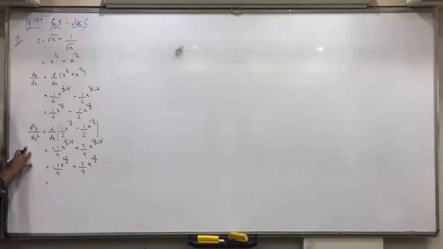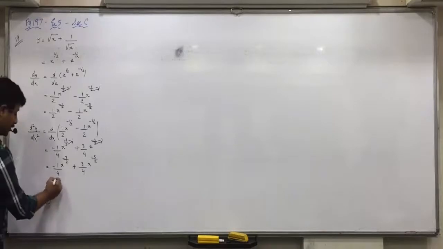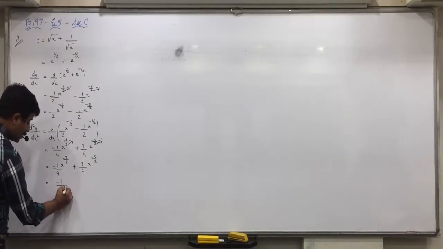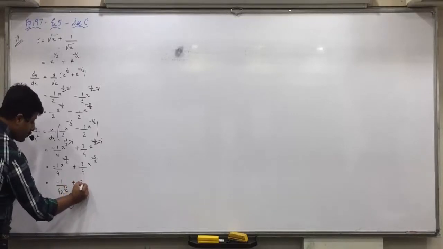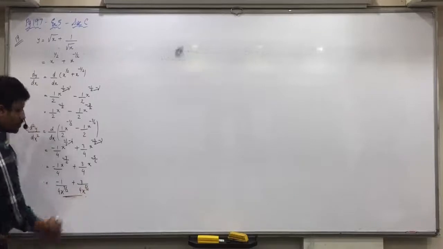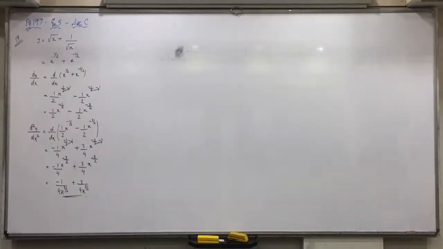Now this is the final answer, so you bring it back in the denominator. Means minus 1 upon 4x raised to 3 by 2 plus 3 upon 4x raised to 5 by 2. Did every one of you understand the second order derivative? Anyone having any doubt in this?